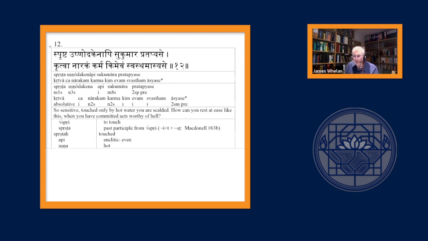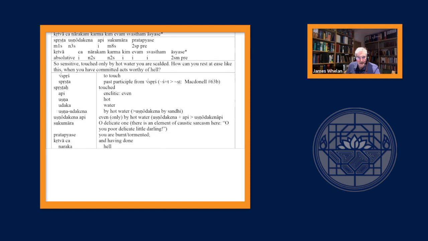Ushnodakenapi. Ushnodakenapi. Very good, that's excellent. And you can analyze, by analyze here means break it down, to ushna udakena api. Remembering that o is the merger of the a and u, where I'm highlighting here, ushna udakena. Good, thank you very much.